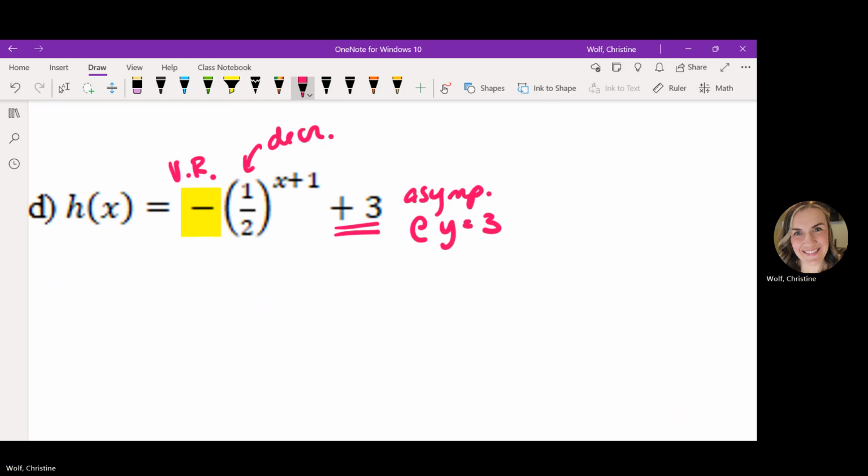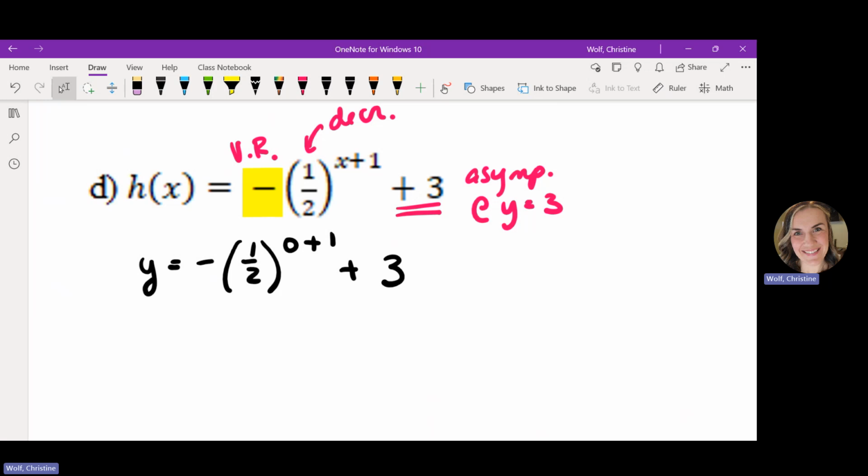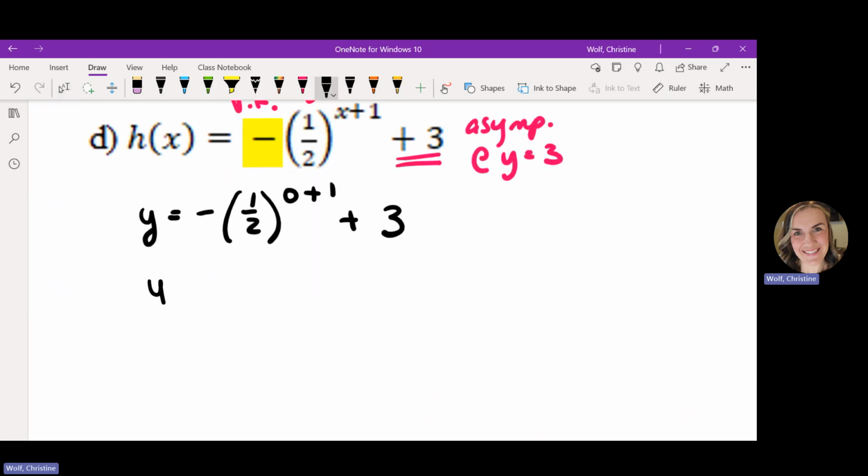Okay. All right. So let's find that important point. So I take x and replace it with 0. I'm just finding my y-intercept like we've been doing this whole time here. And then I have negative 0.5, right? Because 0 plus 1 is just 1. 1/2 to the power of 1 is still 1/2. And I just slap a negative in front, and then I add 3. So this time my y-intercept is positive 2.5.